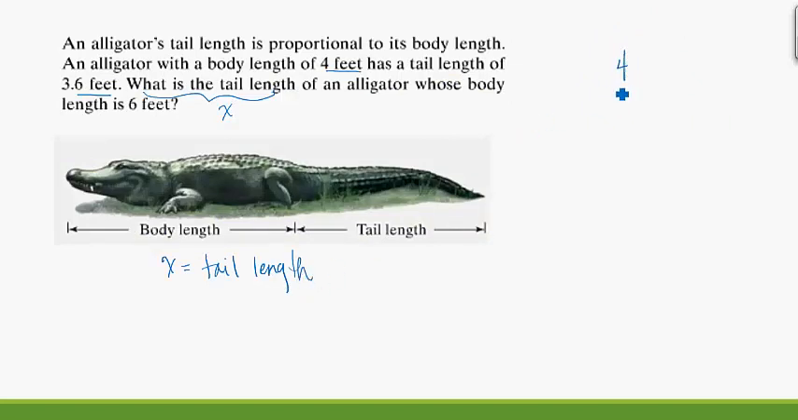My pen is very sensitive, but you get to see this written a million times here, so maybe that'll help. So 4 feet body, 3.6 tail, 6 foot body. How long is that tail?